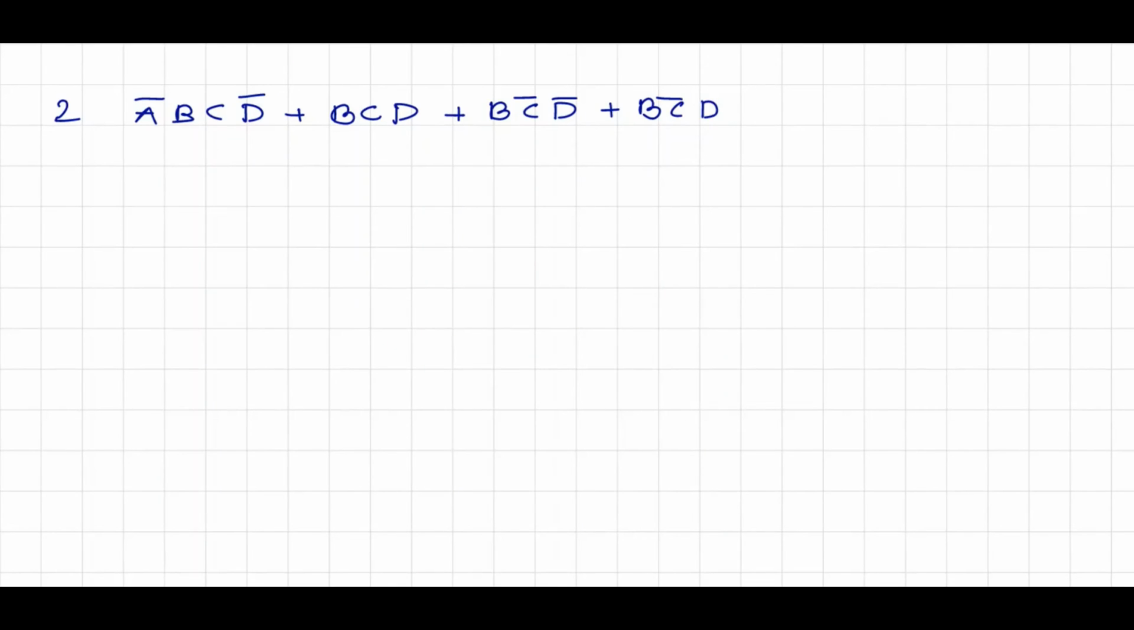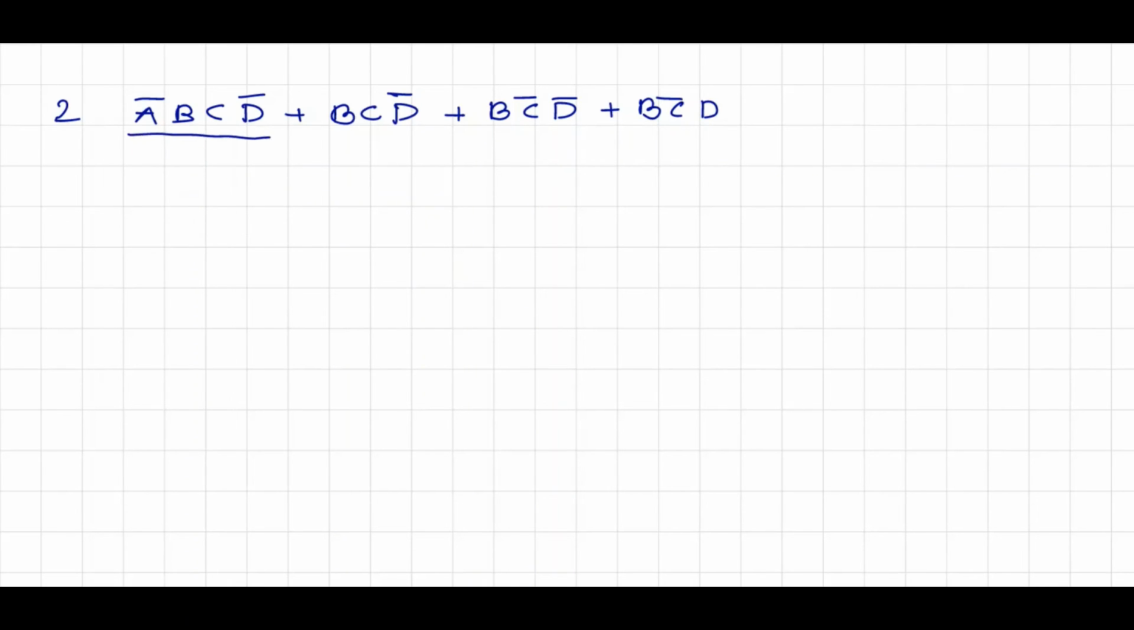So let us consider the second expression and try to simplify it. Four terms are given: a bar b c d bar plus b c d bar, plus b c bar d bar plus b c bar d. So these things are given. Now let us consider what the common terms are.